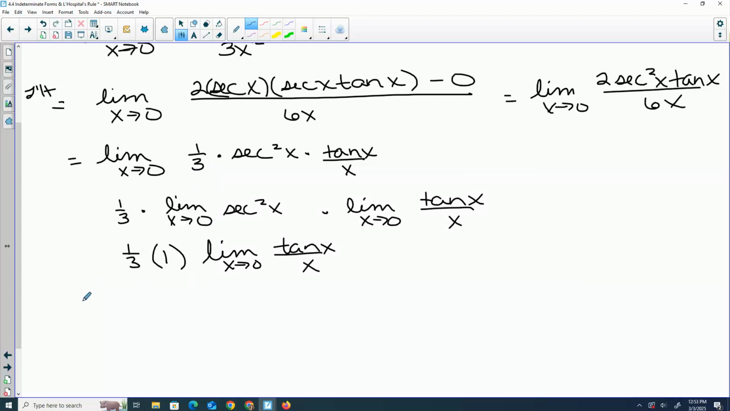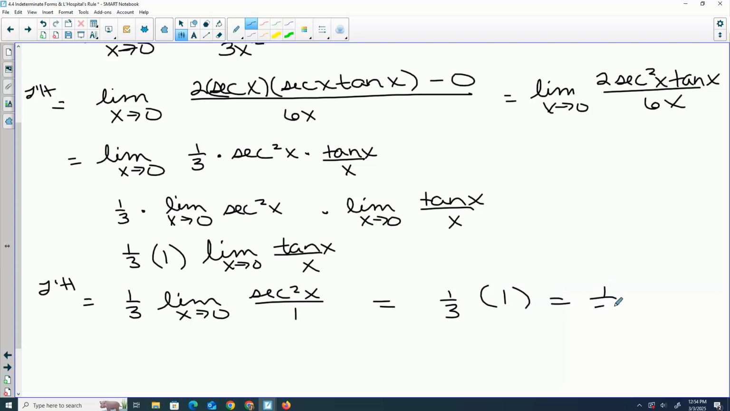Hey, I know the derivative of tangent now, by the way. So, if we do L'Hopital's one final time, we get 1/3 times the limit as x approaches 0. Derivative of tangent is secant squared over derivative of x is 1. This finally turned into something nice. Secant of 0 is 1, squared is still 1, so 1/3 times 1 is 1/3.